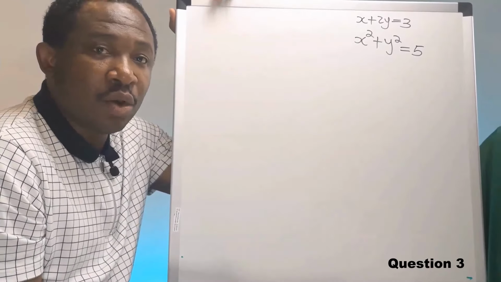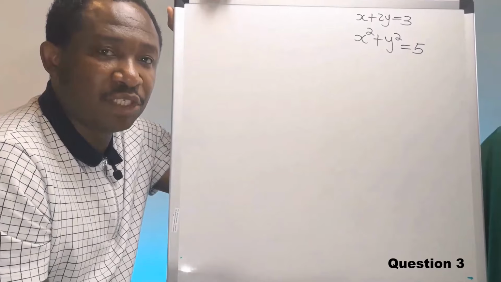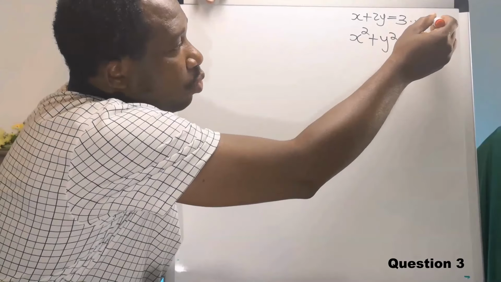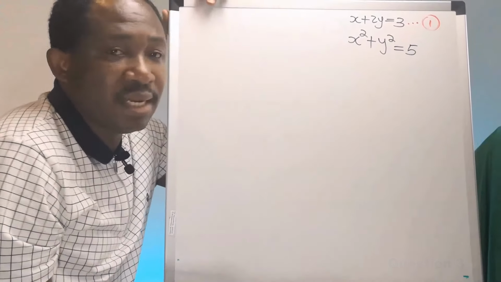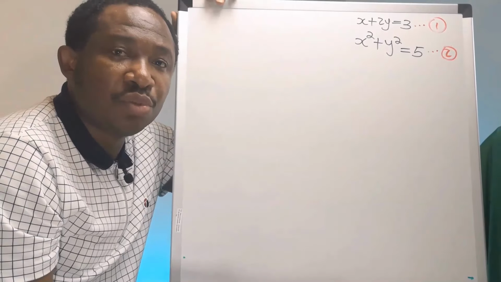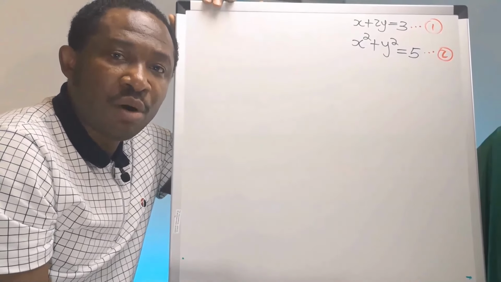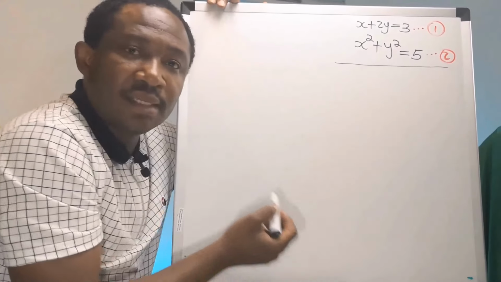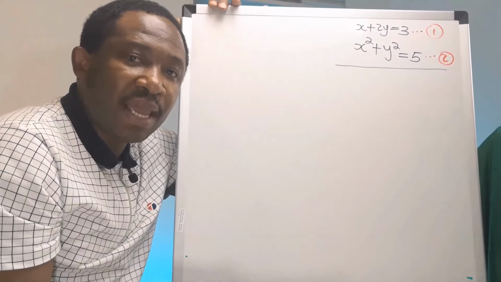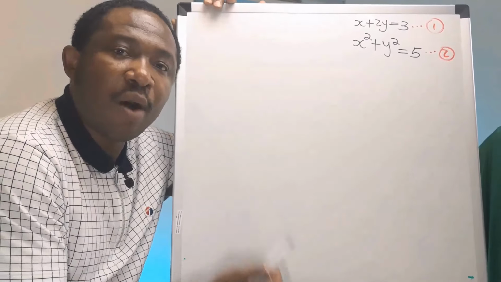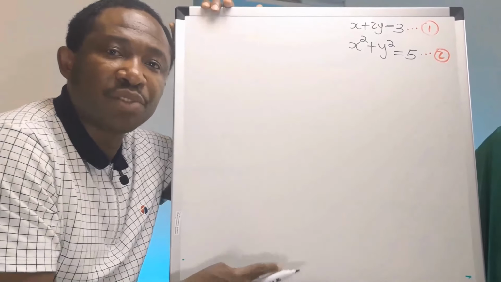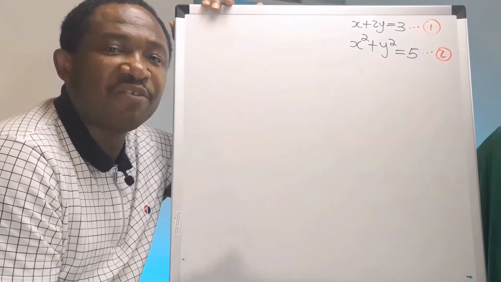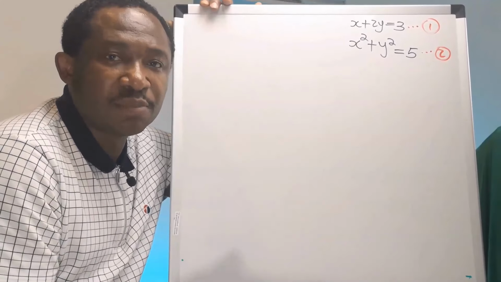Next, we're going to solve this simultaneous equation. Equation 1 is a linear equation. Equation 2 is the equation of a circle. Whenever you draw a line, that means you want to apply the elimination method. However, only the substitution method will work fine solving this problem.